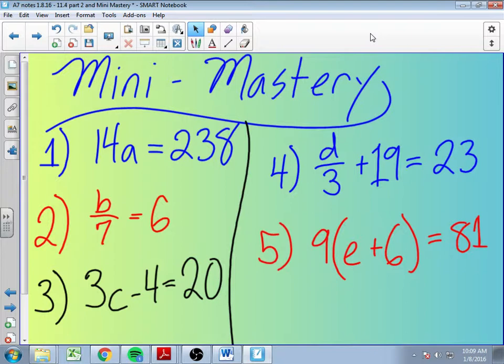So guys, we are taking a mini mastery. So you should not be talking. You should be solving on your notes. Sorry, I did not say this already. Your notes should be put away because you're trying to see just what you can do on your own. Now, I'm not saying that you won't ever be able to use your notes on a mastery, but this is just a self-check. This is for you to know how you're doing.